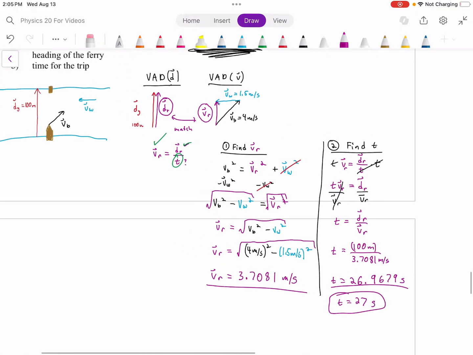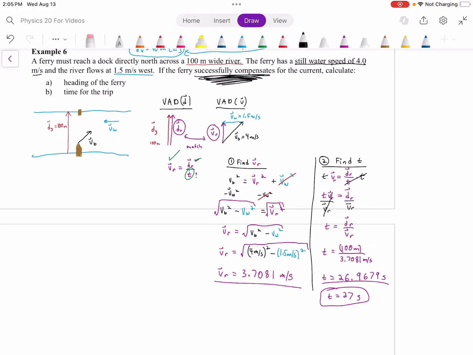Okay, so that was part B. We actually did part B first. That was really the new part. Part A we've done already in this lesson, so I wanted to focus more on that. But again, same principles as before.